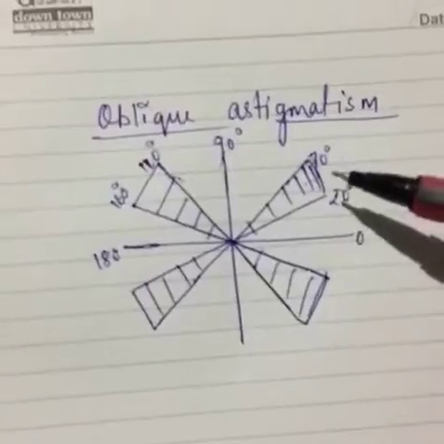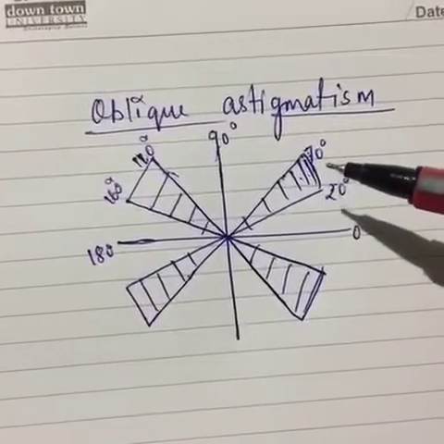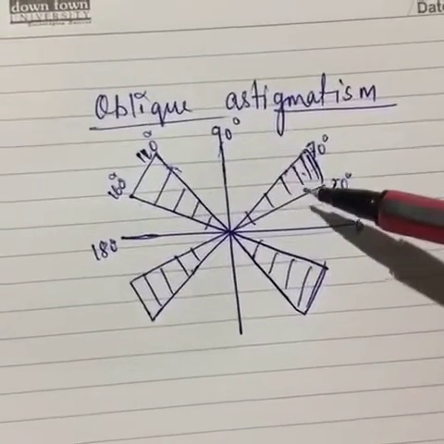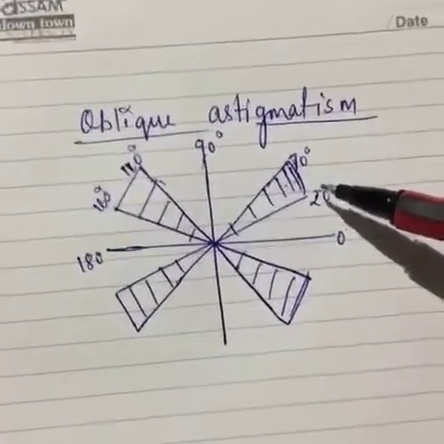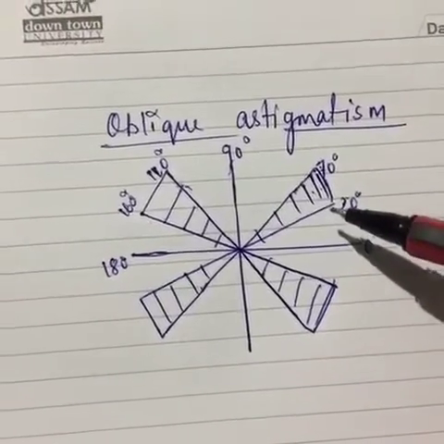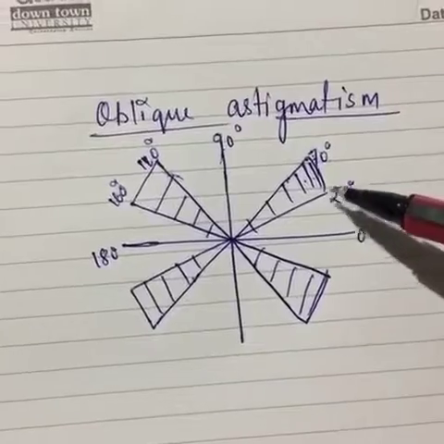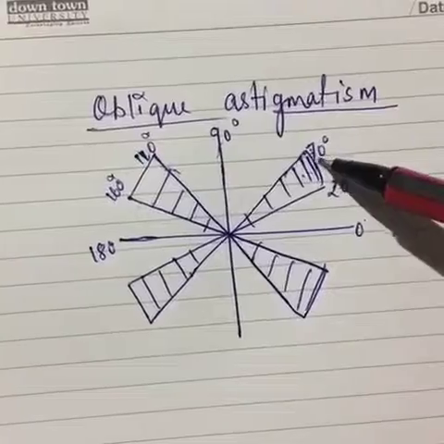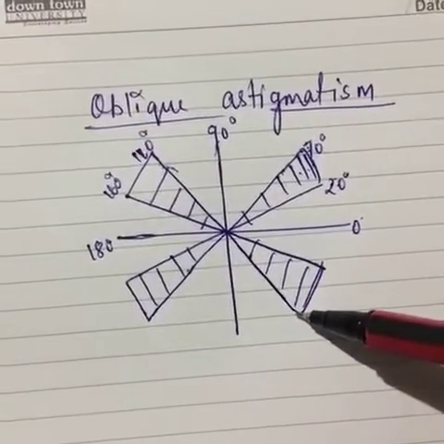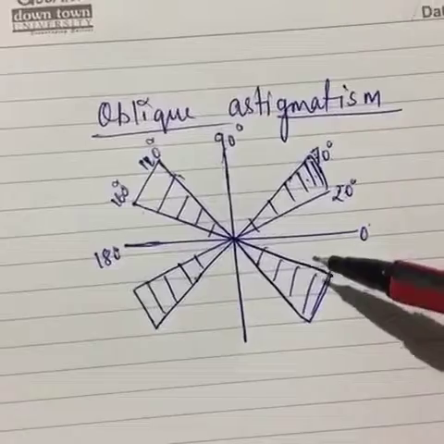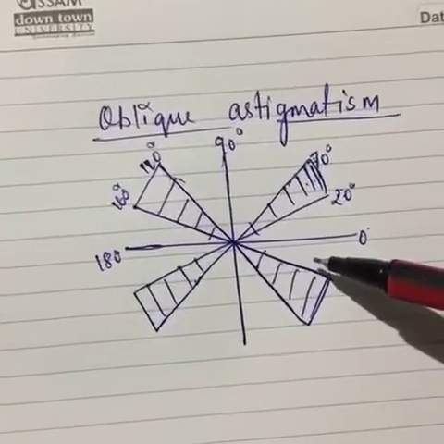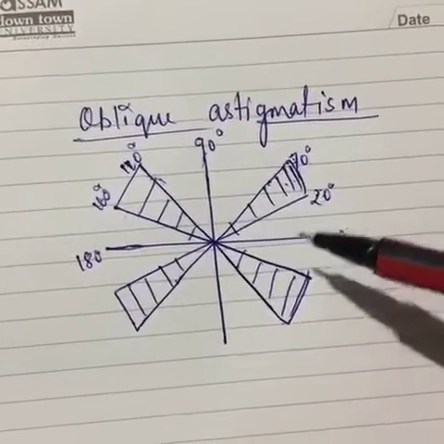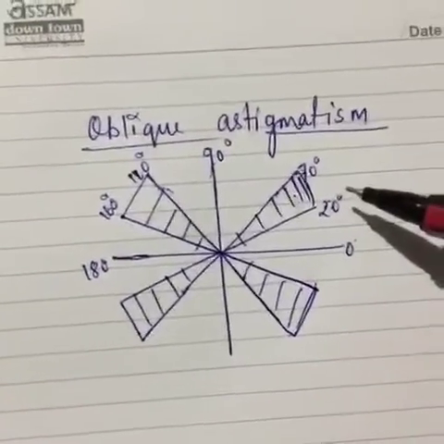There is one more type which is called bi-oblique astigmatism, which is similar to oblique astigmatism, but the only difference is that the meridians are not separated by 90 degrees. That is, it has to be present between 20 and 70 degrees or 110 and 160 degrees, but the meridians are not separated by 90 degrees. That means if one meridian is 60 degrees, the other meridian can be 130 degrees, 120 degrees, like that.